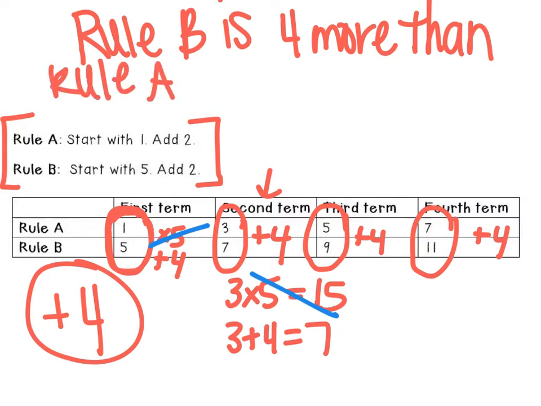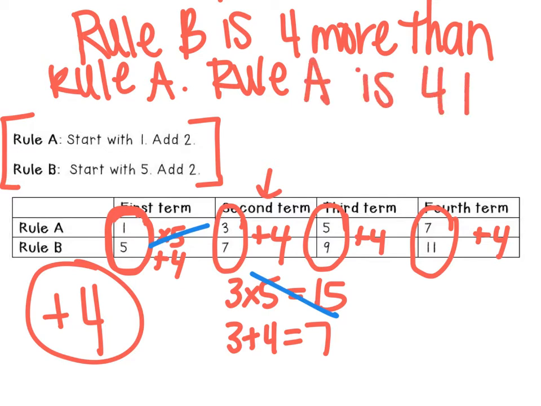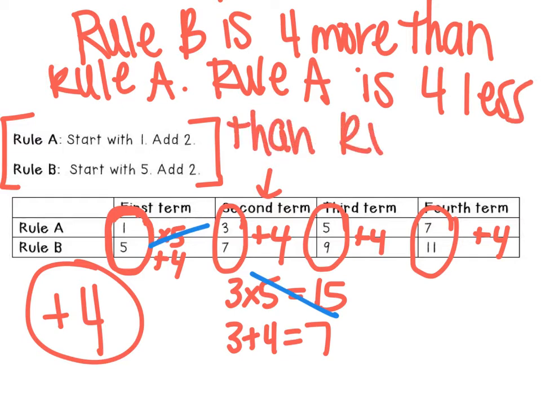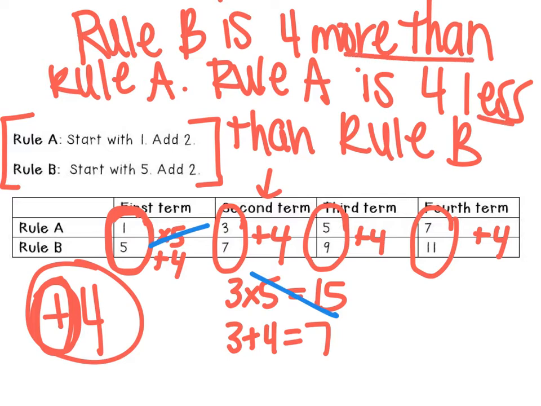I could also say the opposite of that and also be correct. I could say rule A is 4 less than rule B. So because it was an adding and subtracting type relationship, I can use words like more than or less than. And usually more than means plus and less than means subtract.